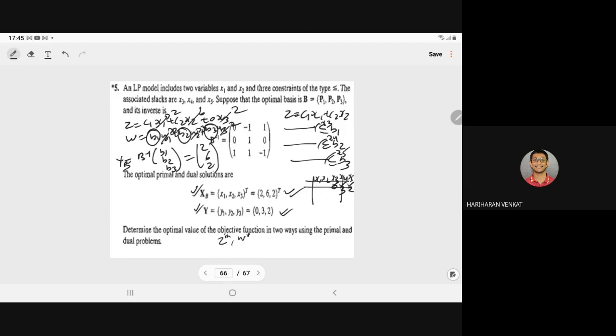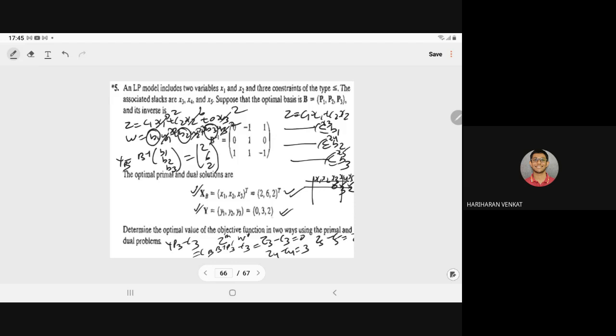So it means the value you have: z3 minus c3 is equal to 0, z4 minus c4 is equal to 3, and z5 minus c5 is equal to 2. And what is z3 minus c3? It is CB B inverse P3 minus c3. And CB B inverse is y. So it is yP3 minus c3, and yP3 minus c3 is equal to 0.